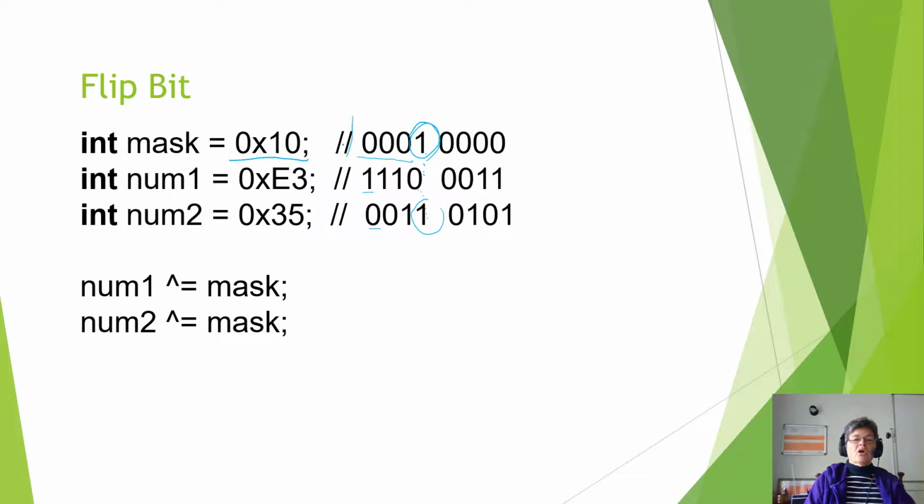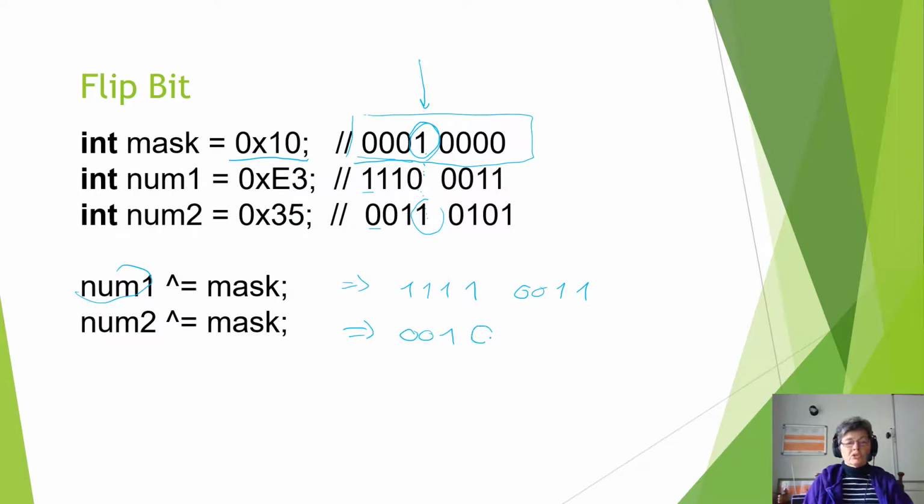So the effect of using a mask with only 1 bit as a 1 is that the position of this bit is flipped in whatever I'm using it for. So in num1, this one will be flipped. So we will get 1, 1, 1, 1, 0, 0, 1, 1. And in number 2, the same bit will be flipped. So I get 0, 0, 1, 0, 0, 1, 0, 1. So ideal to use as your channel operator. And by the way, it's also ideal to calculate parities.